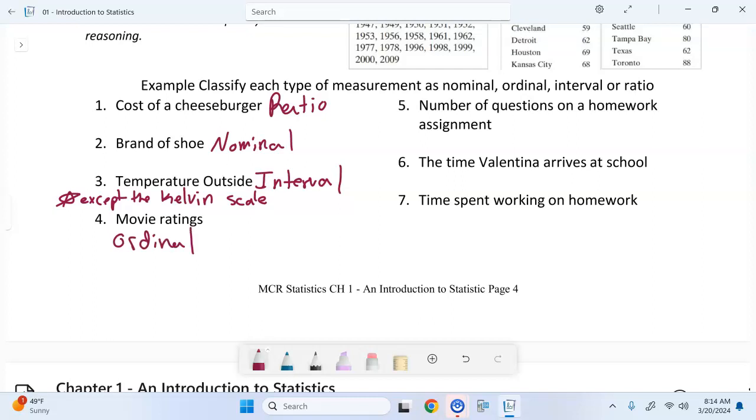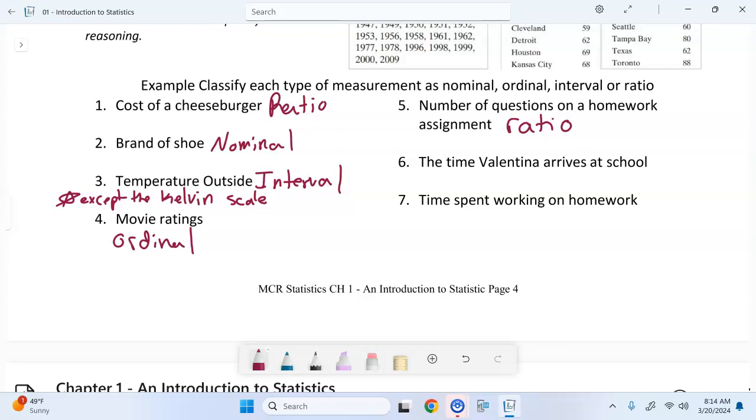Number of questions on a homework assignment. Ratio. Why? You have 0, and then you have no homework. If you've got 0 problems, there's no homework.